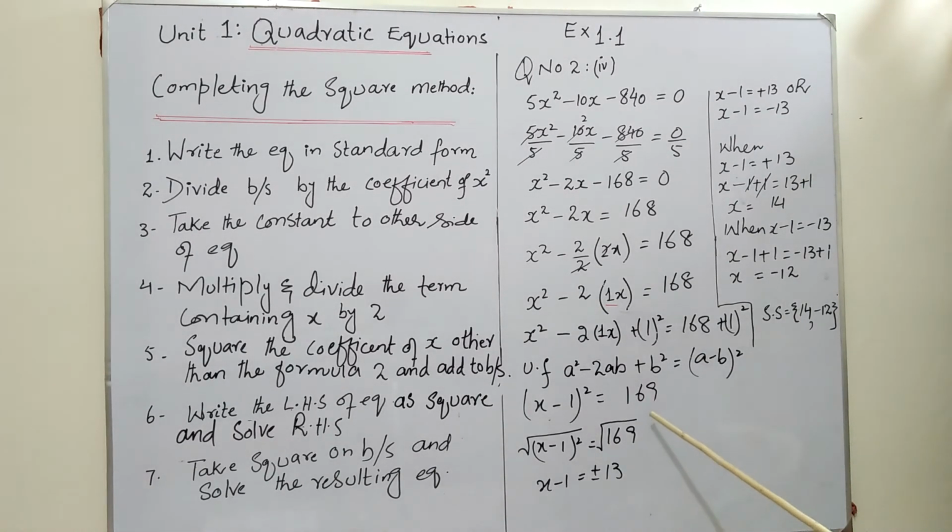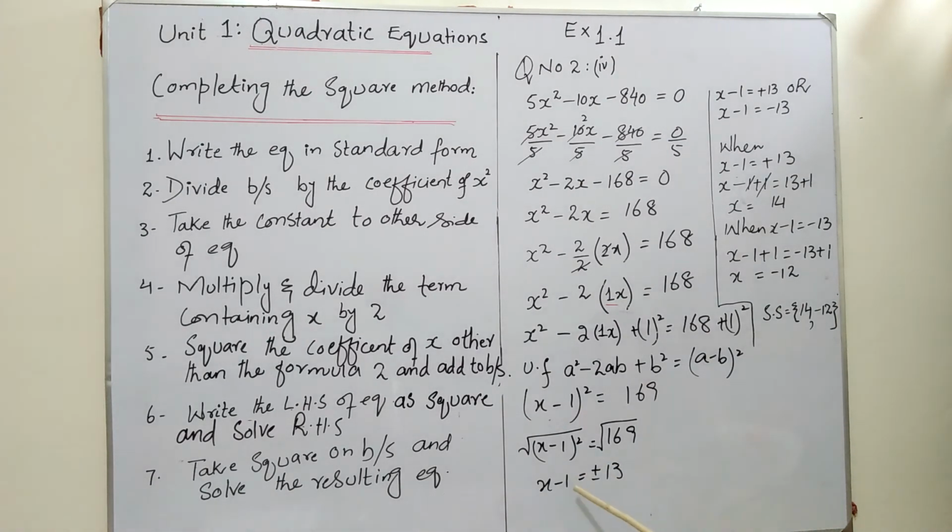Now the last step is to take the square root on both sides and solve the resulting equation. Now we take the square root on both sides of the equation and we get x minus 1 is equal to plus minus 13. This square root is cancelled with the square, and the square root of 169 is equal to 13. Now either x minus 1 is equal to plus 13 or x minus 1 is equal to minus 13.